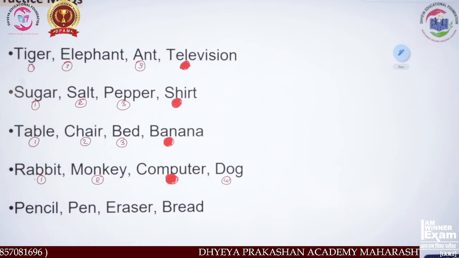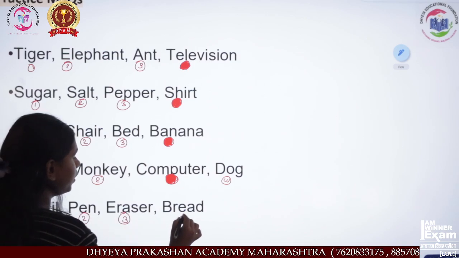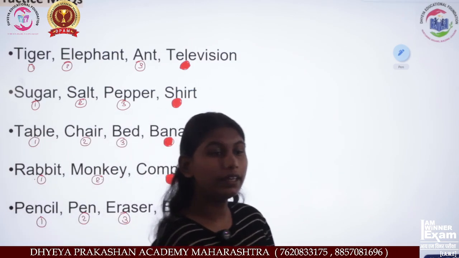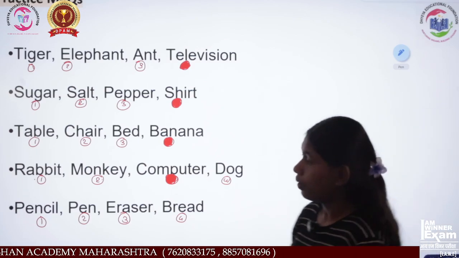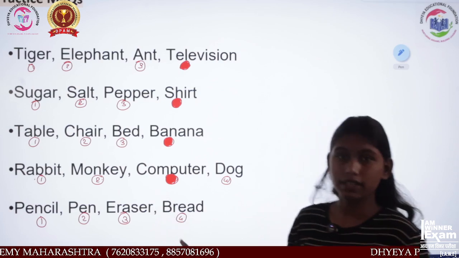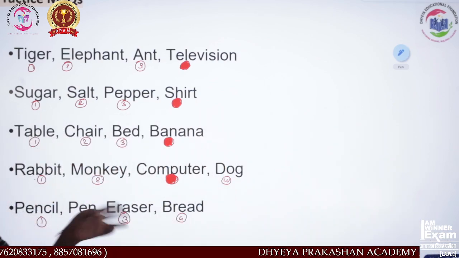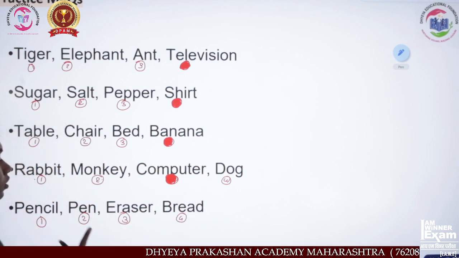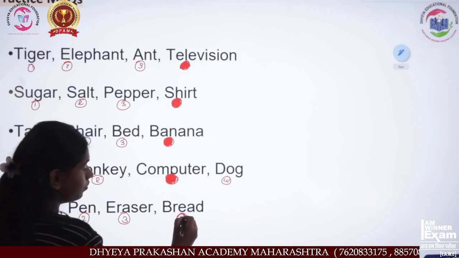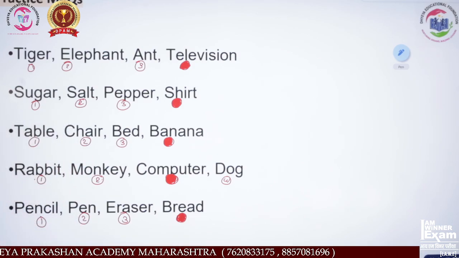Then next, pencil, pen, eraser and braid. Now here pencil, pen, eraser are the school stationery, right? But braid is not a school stationery. So the option braid is different here. So we will take the option fourth one, that is the braid.